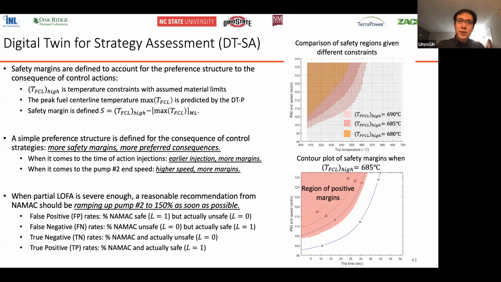However, due to the digital twin error and due to some NAMAC system error, we could have some confusions. And here we have two possible confusion conditions. First is the false positive rate. That represents the situation where NAMAC thinks it is safe, but the consequence of plant simulator tells it is not safe. And also the false negative, where NAMAC thinks the situation is unsafe, but the consequence of plant simulator turns out to be safe. Those are the two confusions that we possibly have due to the digital twin error and NAMAC error.